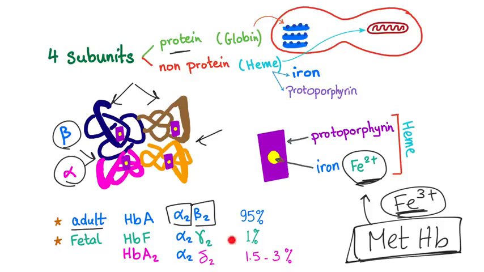So this is the adult percentages. Fetal will have most of them fetal hemoglobin. But for adult, 95% A, 1% F, 1.5 to 3% A2. Okay, so that's the foundation until we talk about thalassemia in the next video.